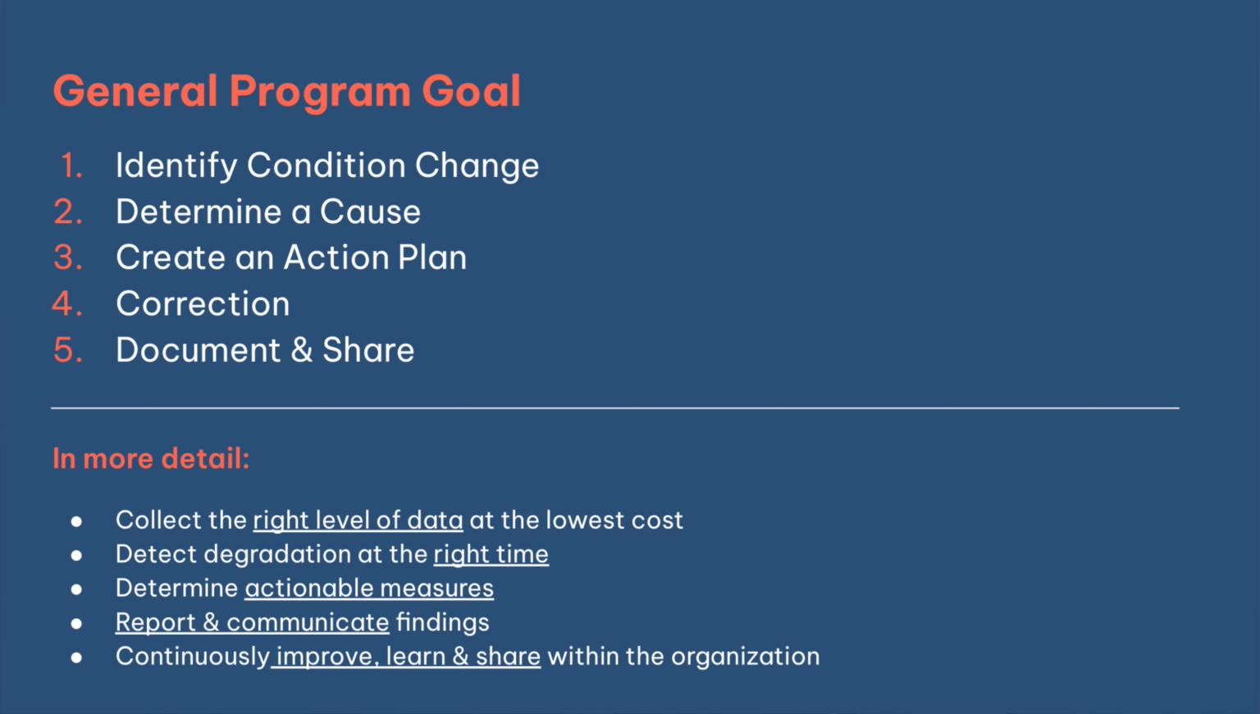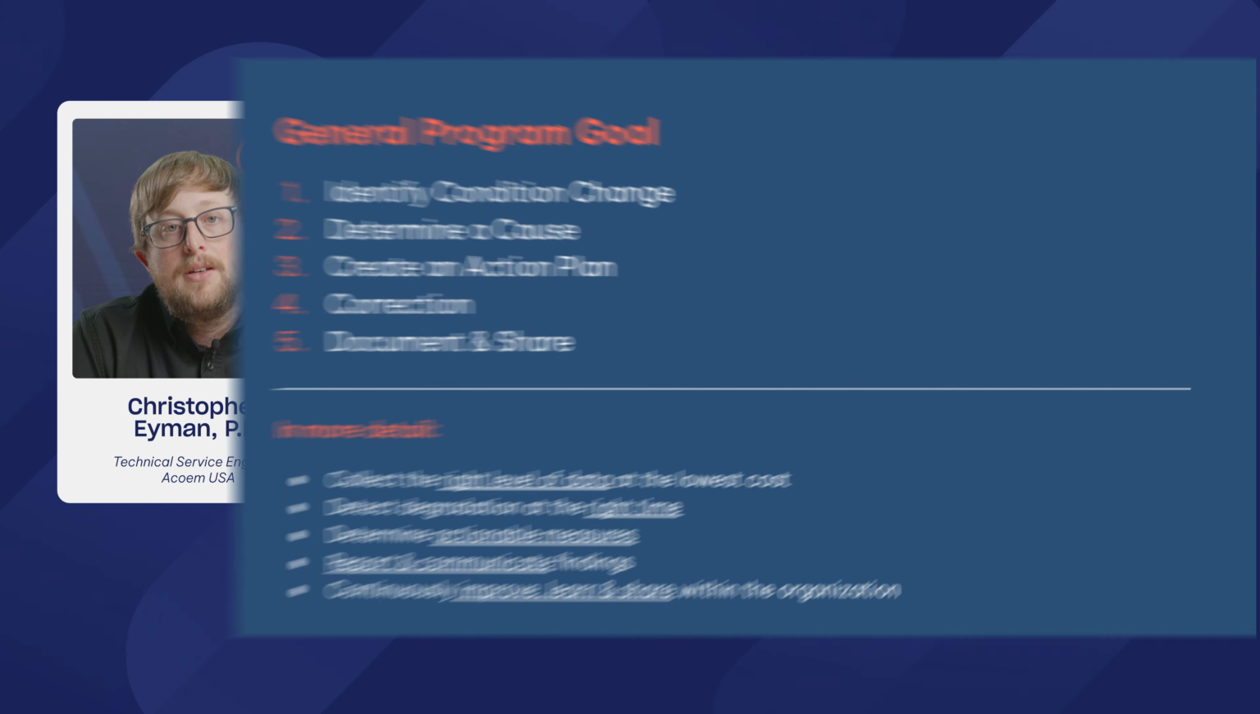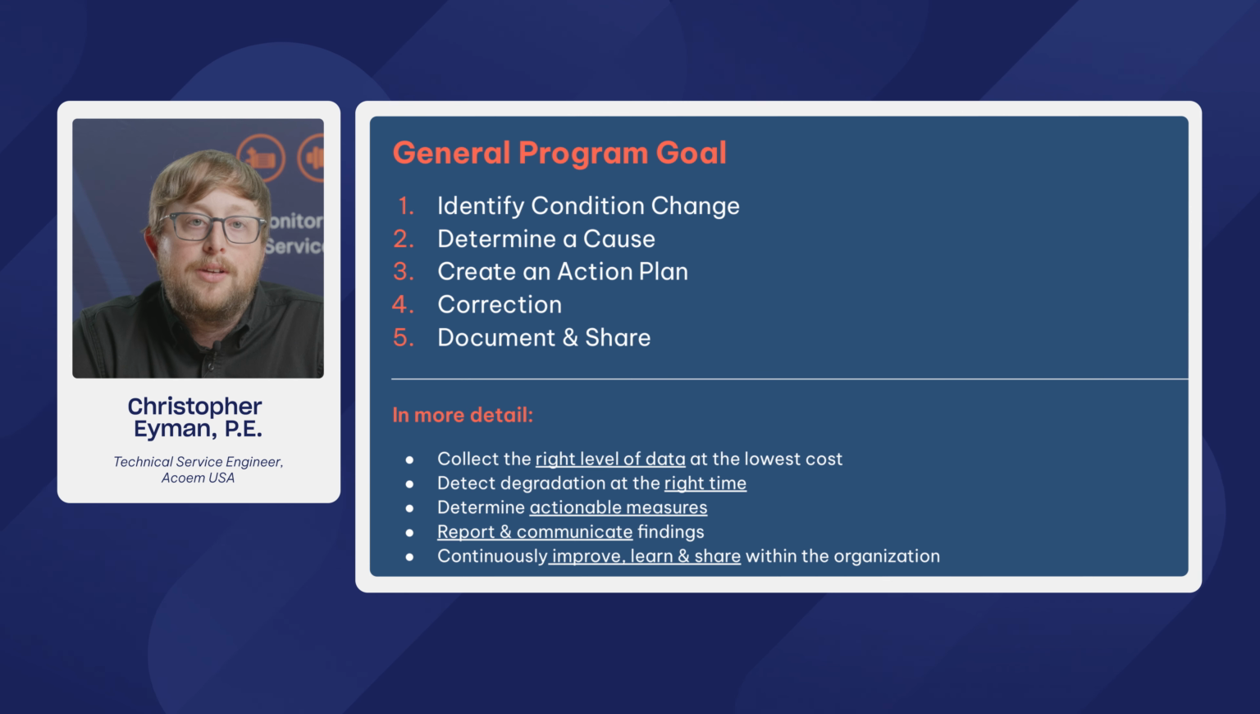Number 1, we need to identify condition changes. We need to determine a cause for those changes, create an action plan, correct those changes, and then document and share our findings. Documentation is going to be key to all of this because we need to support our findings and prove that we were successful with our program.